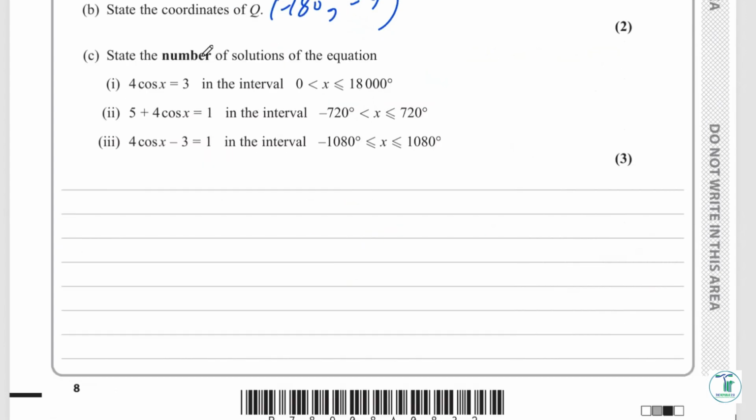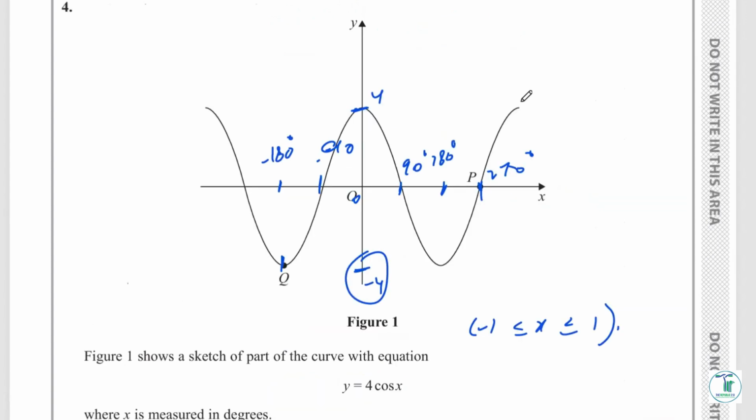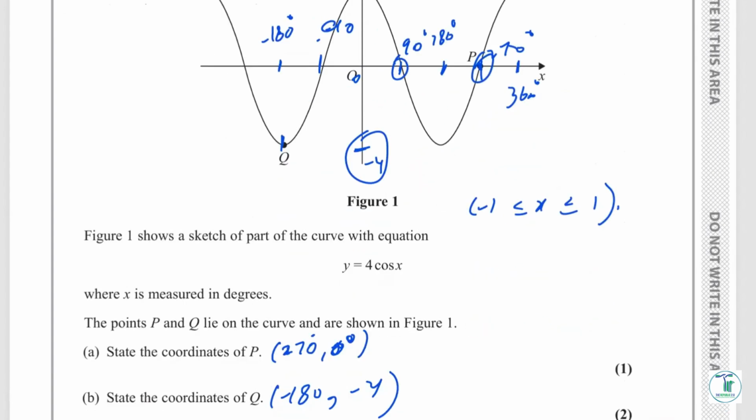Now state the number of solutions of the equations 4 cos x minus 3 equals 1 from this range to this range, and so on. So first of all, remember that from 0 to 360 degrees, we've always got 2 solutions of cos x, right? So now we're just going to look at how many 360 degrees are there in these ranges.